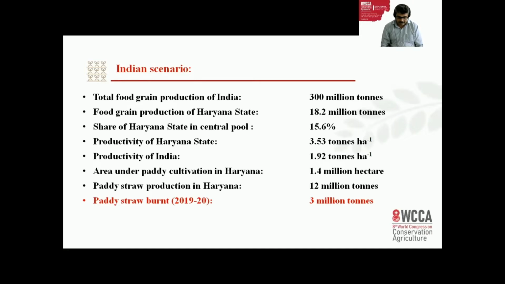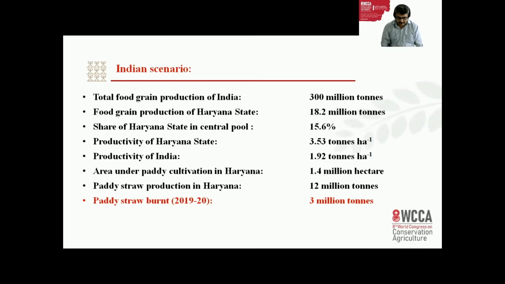There has been a significant increase in grain production of rice and wheat during the past 4 decades. The total food grain production of India is around 300 million tons. The small state of Haryana produced 18.2 million tons of food grains during 2018-19 and contributed 15.6% to central food, despite having only 1.4% area of the country, with an average productivity of 3.53 tons per hectare as against 1.92 tons per hectare at national level.